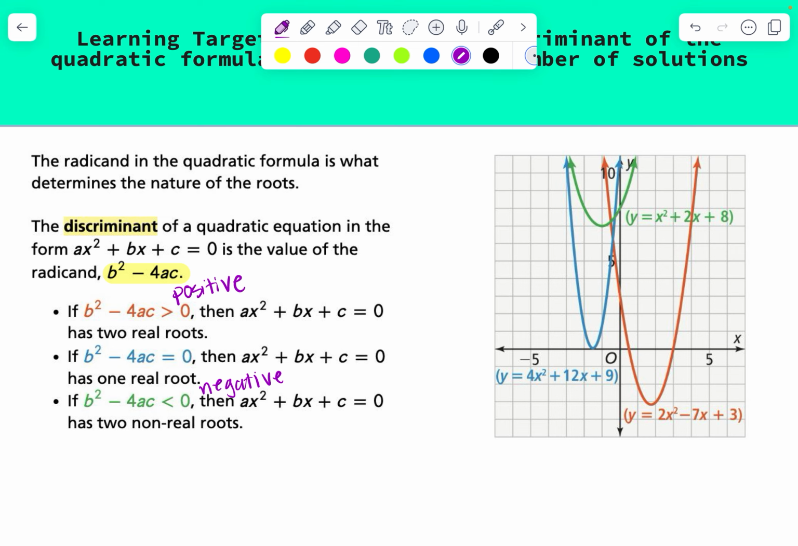But if we look here, two real roots is the kind of orangish red graph. So it crosses the x-axis 2 times. One real root is our blue graph. It touches the x-axis 1 time. And then no real roots is our green parabola there. It's not touching the x-axis at all.